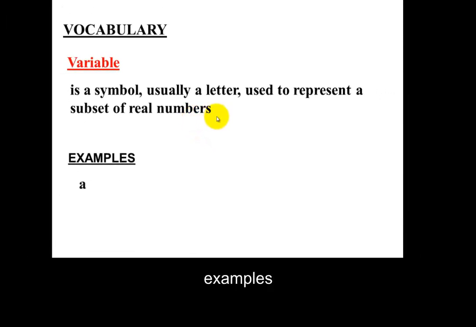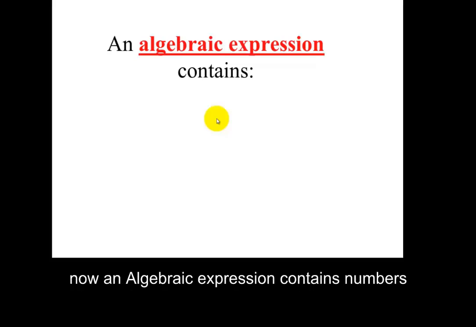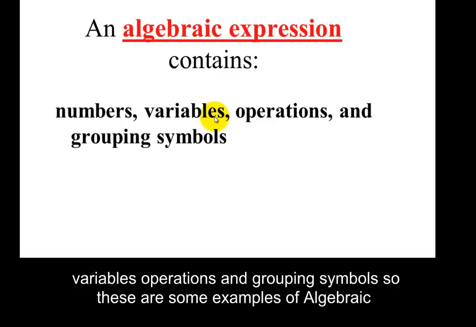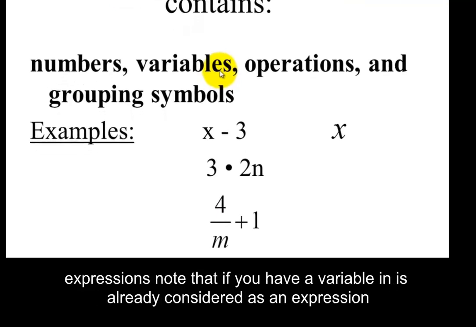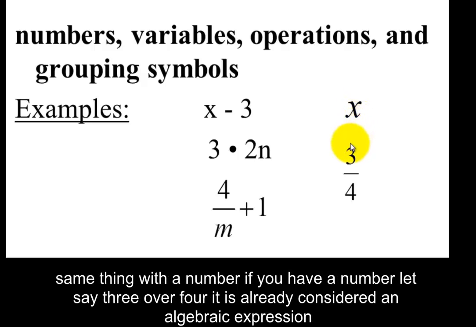Examples: A is a variable, Y is a variable, capital X is also a variable. Now, an algebraic expression contains numbers, variables, operations, and grouping symbols. So these are some examples of algebraic expressions. Note that if you have a variable, it is already considered as an expression. Even same thing with a number. If you have a number, let's say 3 over 4, right away this is considered as an algebraic expression.